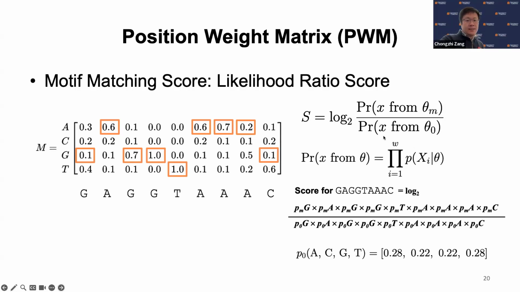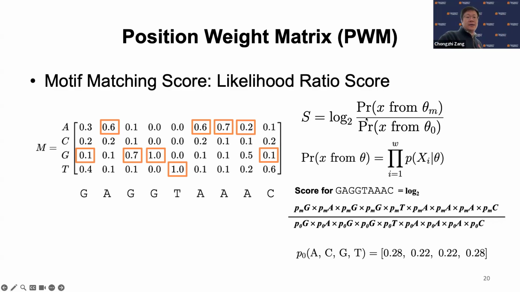So for the probability of this sequence from the background, usually the background is, for example, the entire human genomic DNA sequence. What is the chance of observing A, C, G, or T? Usually it's slightly different from 25% because of the different level of CG content in the genomic DNA sequence. For example, in the background we want to use here, A and T are 28% each and G and C are 22% each. So that's the background.